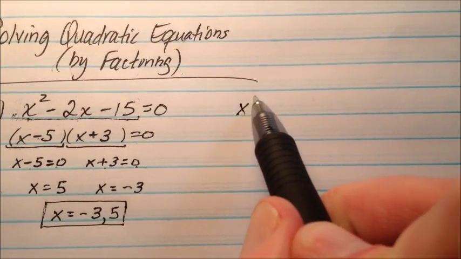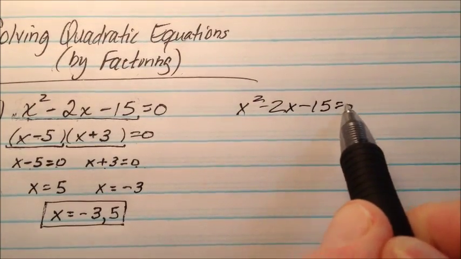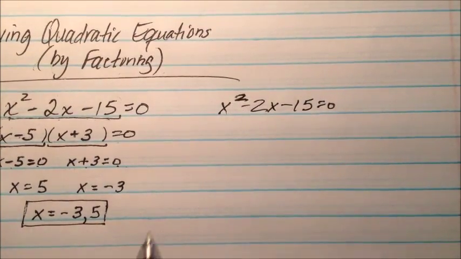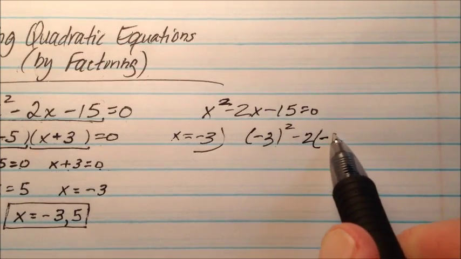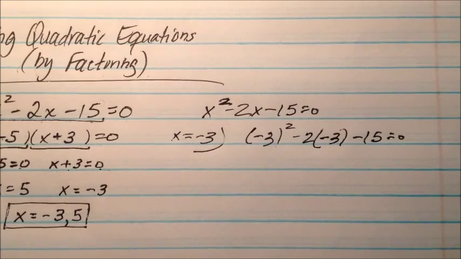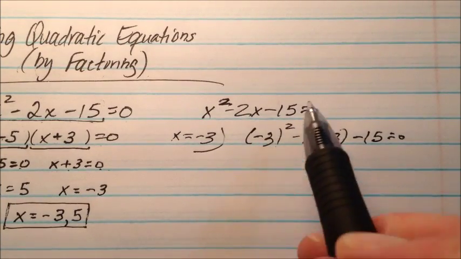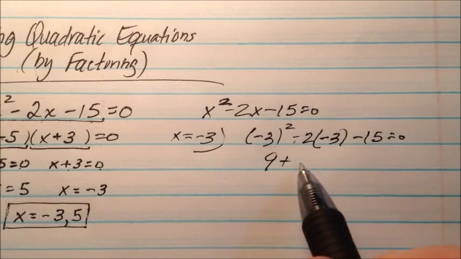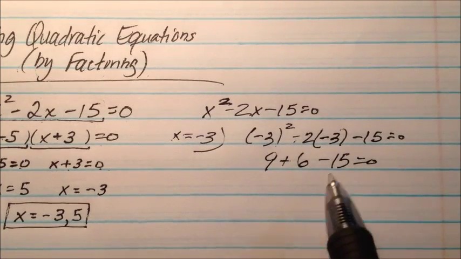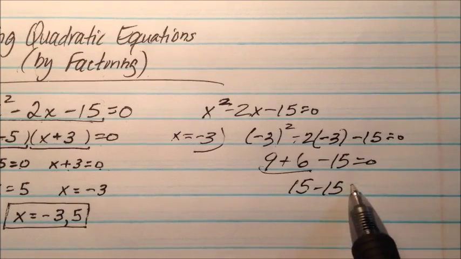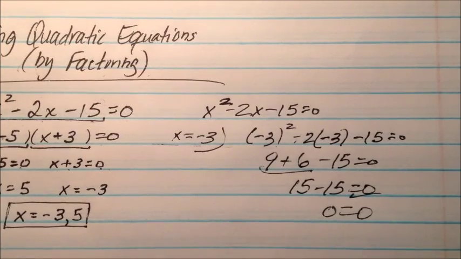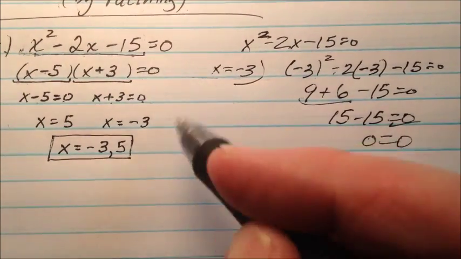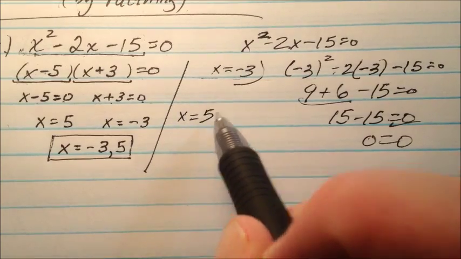So over here I have my x squared minus 2x minus 15 equals 0. Let's try plugging in x equals negative 3 first. Negative 3 squared minus 2 times negative 3 minus 15. The quantity negative 3 squared will be 9, plus 6, minus 15 equals 0. 15 minus 15 equals 0. 0 equals 0, right? So my x equals negative 3 worked. Let's go ahead and try my x equals 5 in here.